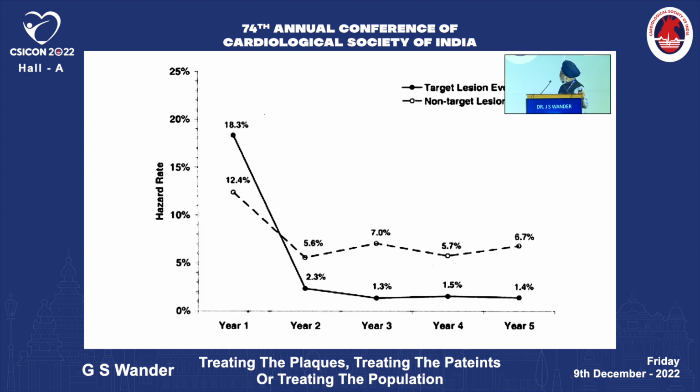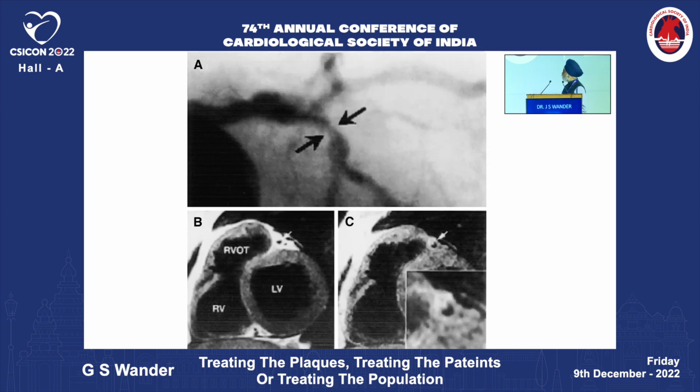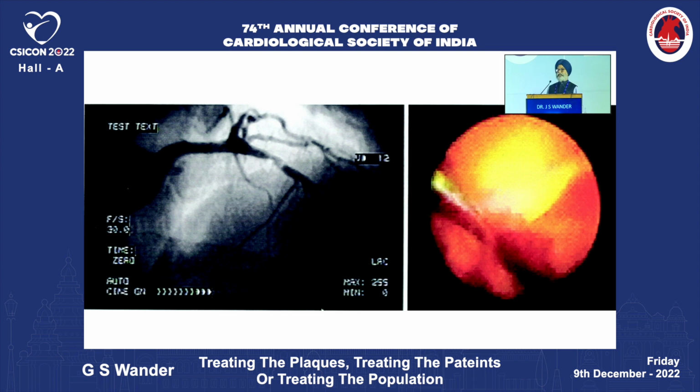And this is a study which shows that within the first year, the target lesion events are high, and the non-target too. So there is a pro-inflammatory state at the time when patients come to us. And so it's not only the MACE rates that are high because of the target lesions, but the other lesions, and it is this particular state, the vulnerable patient rather than just the vulnerable plaque, which causes these patients to come towards us.